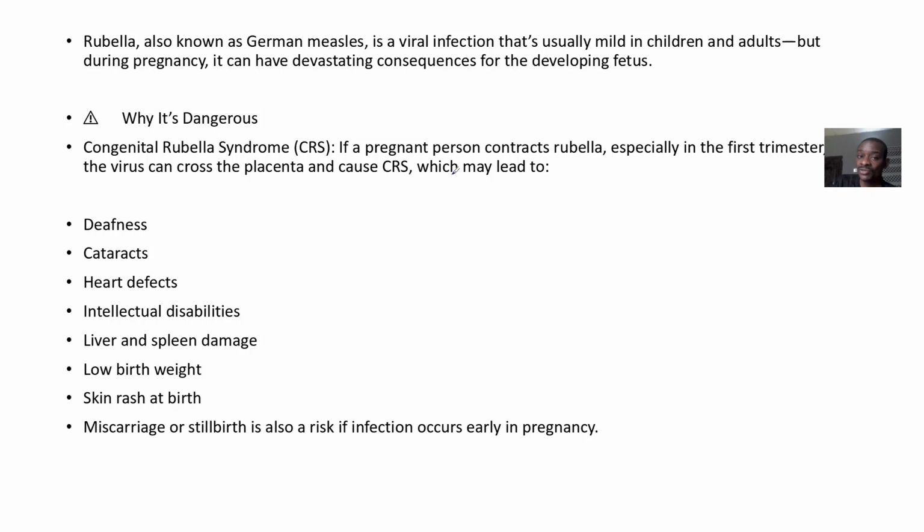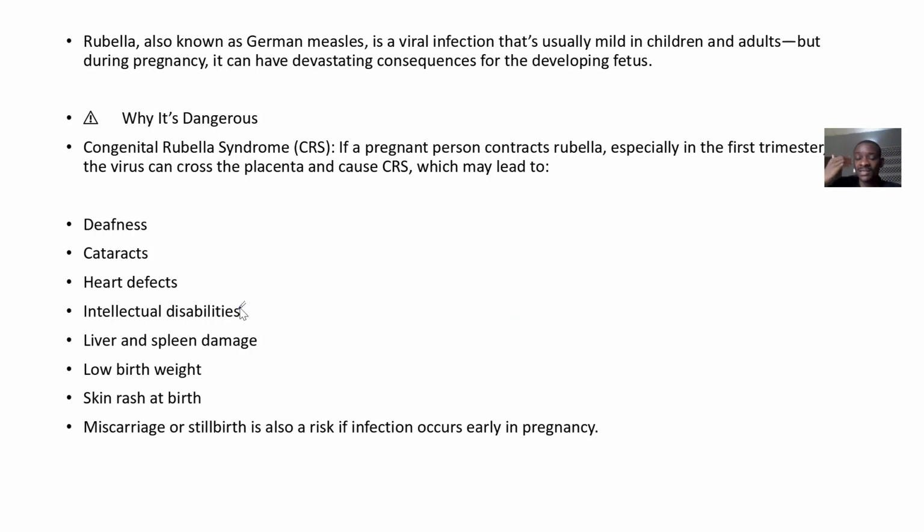Congenital Rubella Syndrome. So if a pregnant person contracts rubella, especially early on in pregnancy, that's the first 3 months of pregnancy, the virus can cross the placenta and affect the baby. It can make your baby to be deaf. It can make your baby to what? Be blind because of cataracts. It can cause what? A lot of heart issues in the baby.